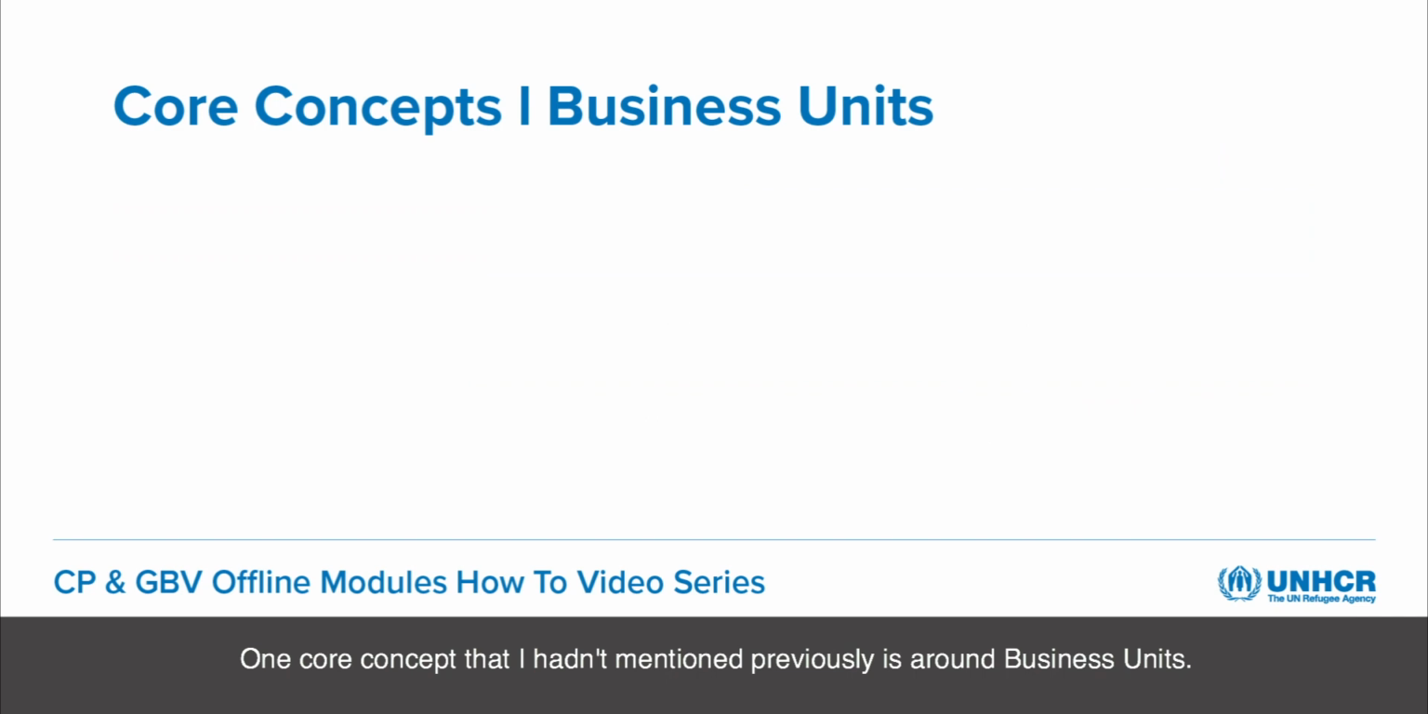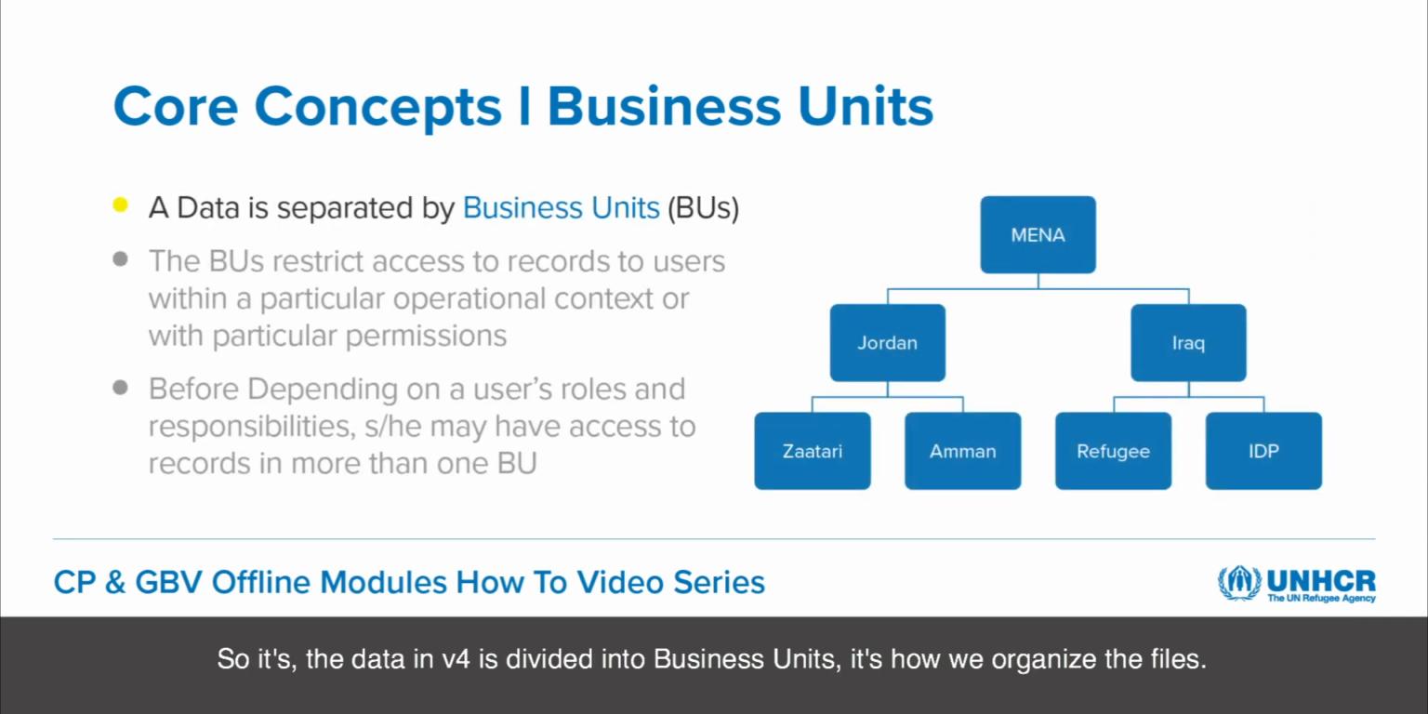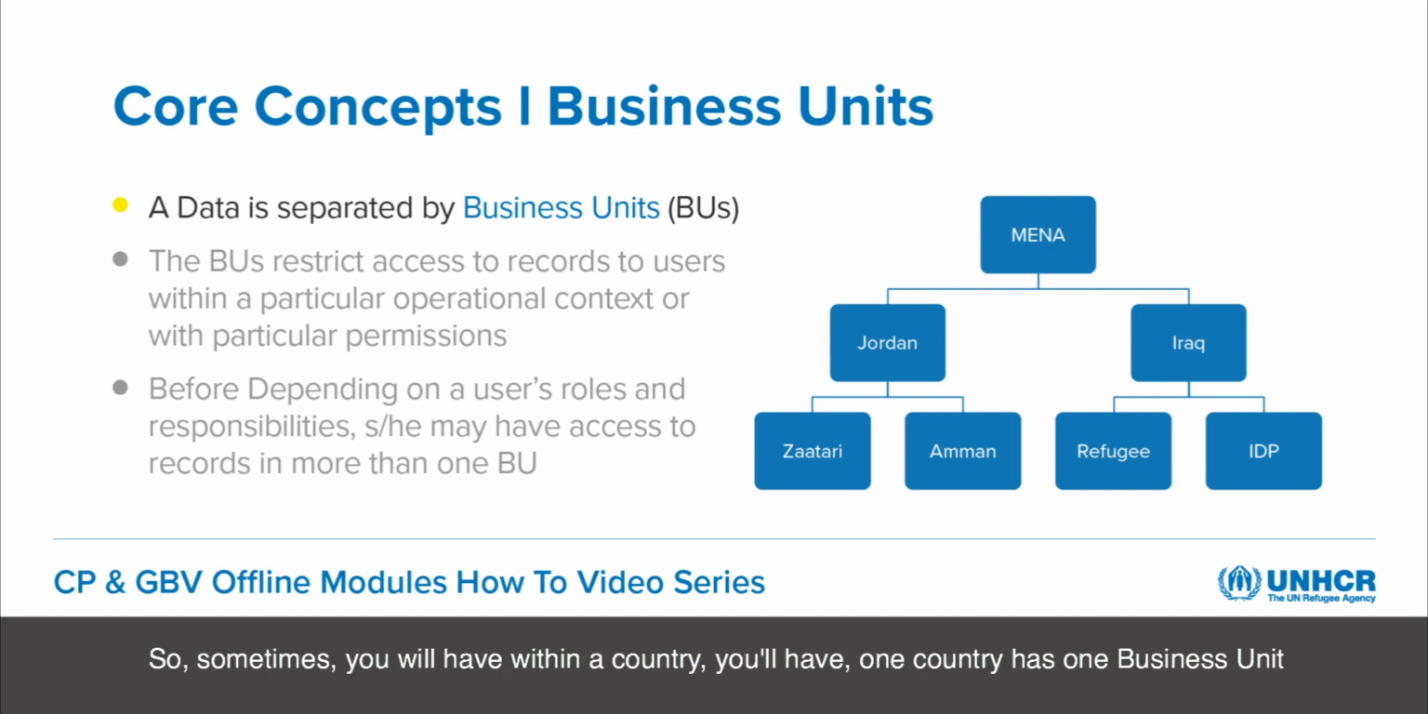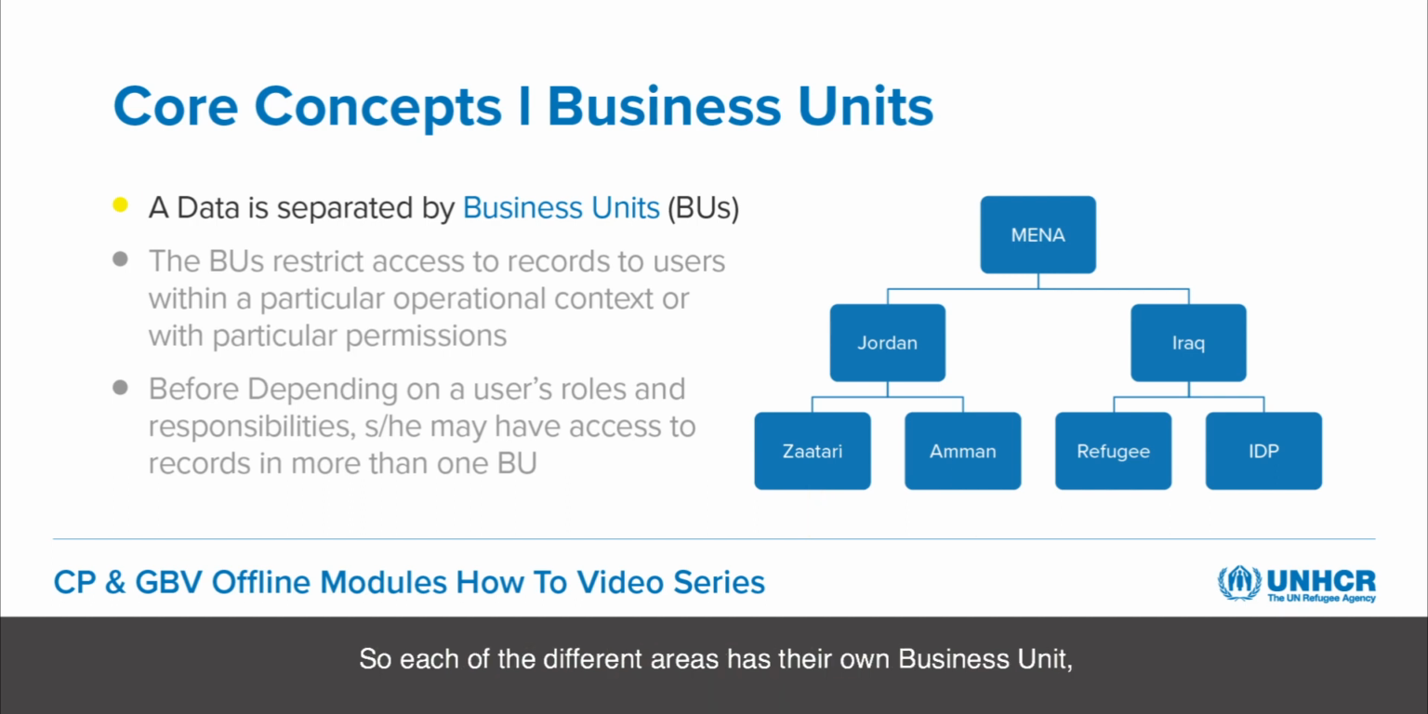One core concept that I hadn't mentioned previously is around business units. So the data in V4 is divided into business units. It's how we organize the files. Sometimes within a country, one country has one business unit, or as, for example, here, you'll see that there's a business unit for Zatari or Amman and Jordan. So each of the different areas has their own business unit.